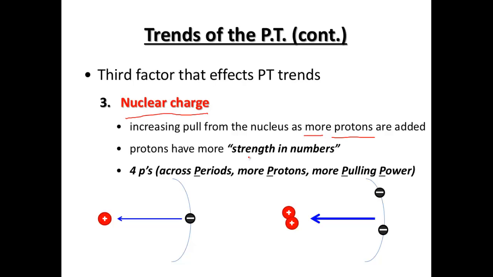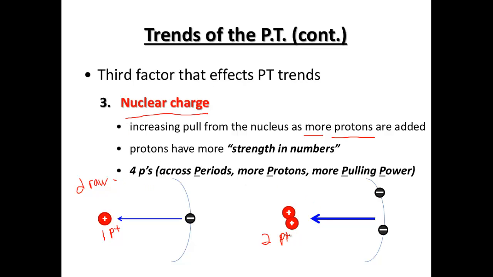Think about this in strength of numbers. If we have 1 proton, it's going to pull on the electron. If we have 2 protons, we get more pull. Make sure we draw these 2 ideas in that space below number 3.